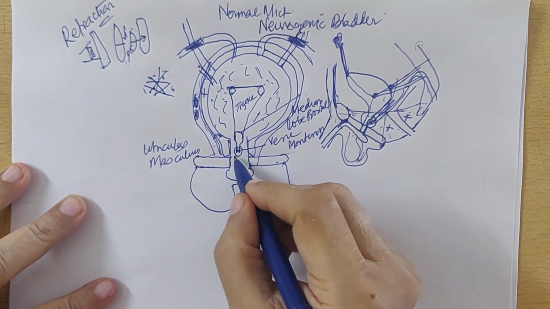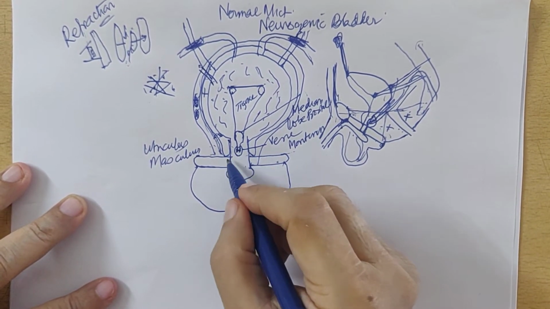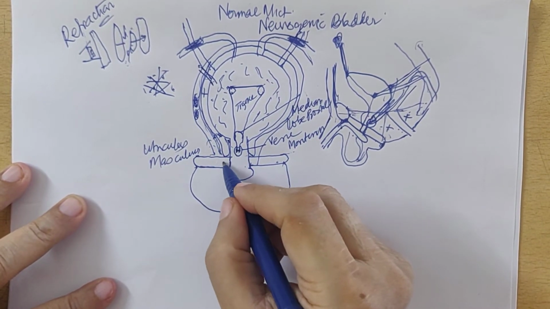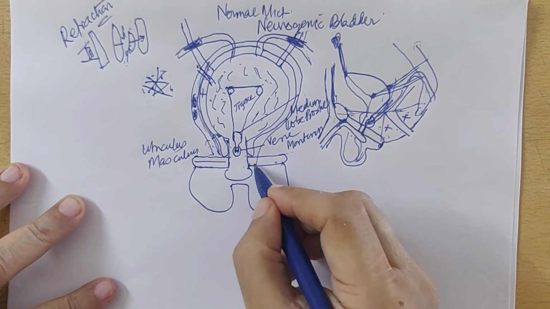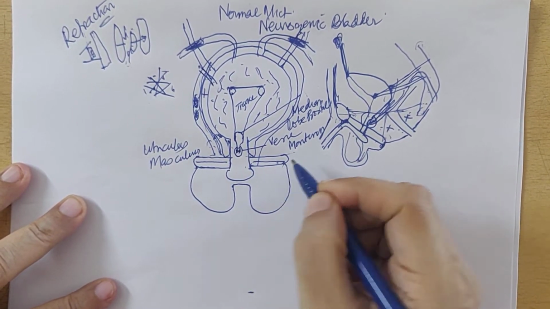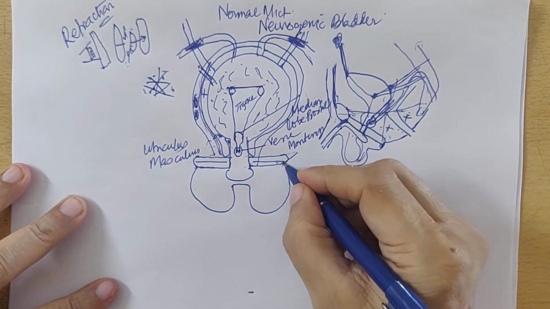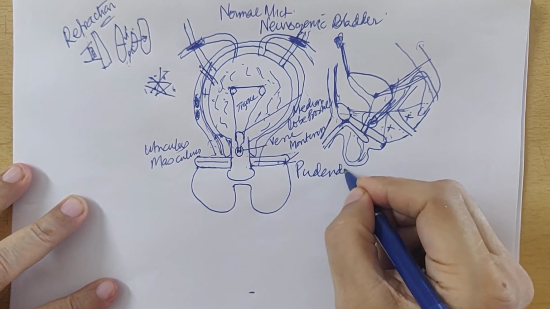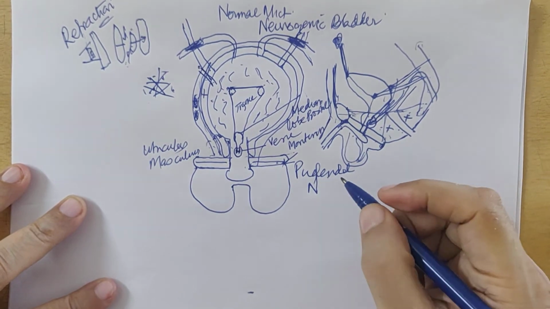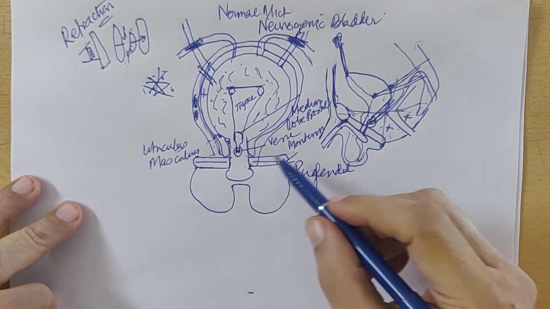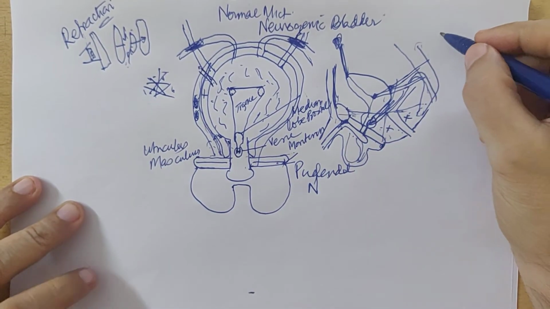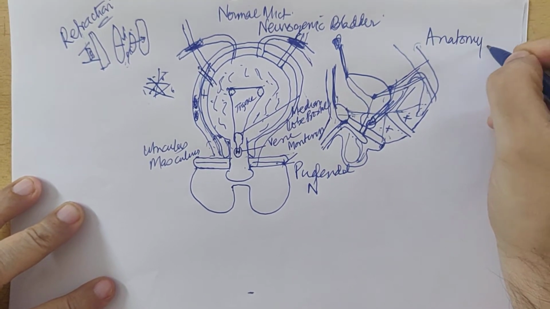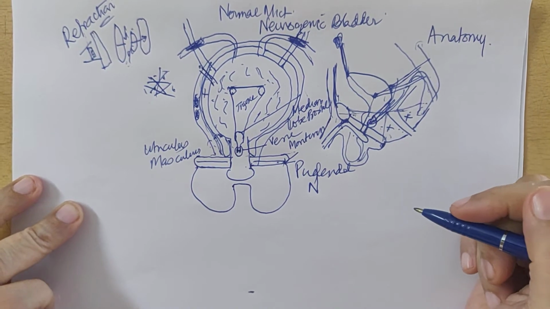Now after the prostatic urethra and the internal sphincter, you have the external sphincter here, and this external sphincter is supplied by the pudendal nerve. So, after understanding this much of the anatomy of the bladder, let us understand the physiology of micturition.